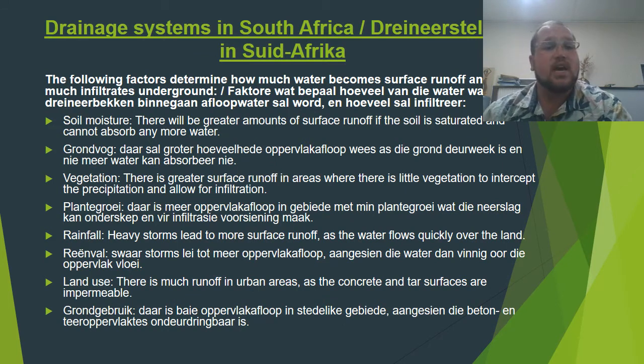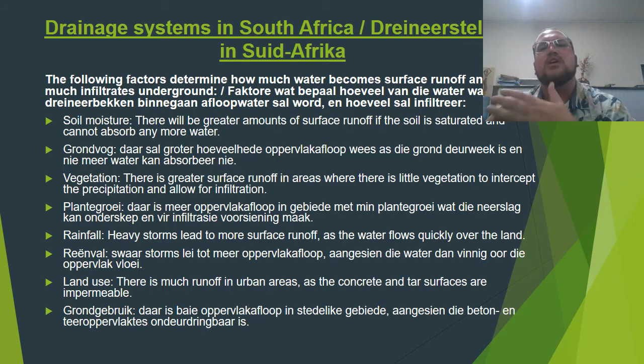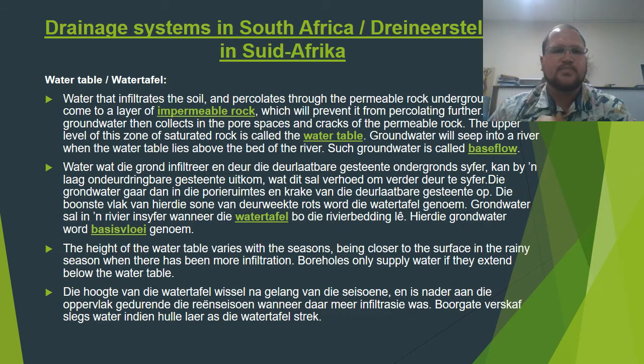Then drainage systems in South Africa. Again, we look at factors such as soil moisture, vegetation, plant cover, rainfall, and land use. These are all things you can read through and you must know. These are factors that affect runoff. The more vegetation there is, the more grass, the less the runoff will be. What will have more runoff? A paved area, like a parking lot, or a rugby field, if they're both the same size. The parking lot will have more runoff because the water can't seep into the ground and there's no vegetation slowing down the amount of water that's flowing over it.